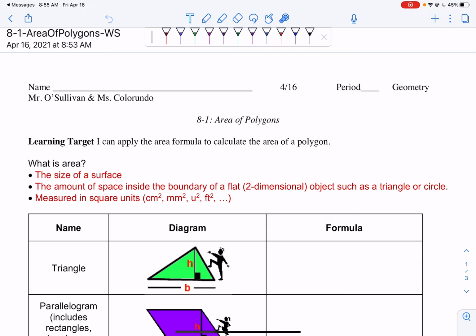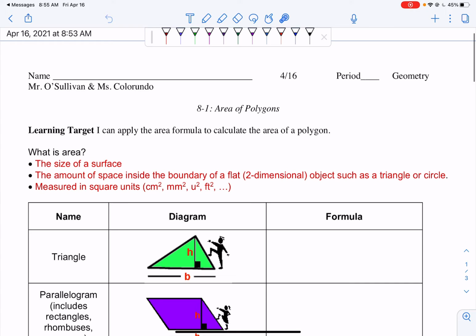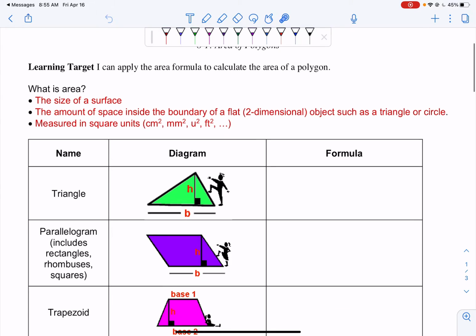So before we go into what area is, it's the size of a surface. It's the amount of space inside the boundary of a flat 2D object, such as a triangle or a circle. You can even think of other shapes. And it's measured in square units. So whenever you talk about area, your units are going to be squared. So I have centimeter squared, millimeter squared, unit squared, feet squared. Any type of length would be squared.